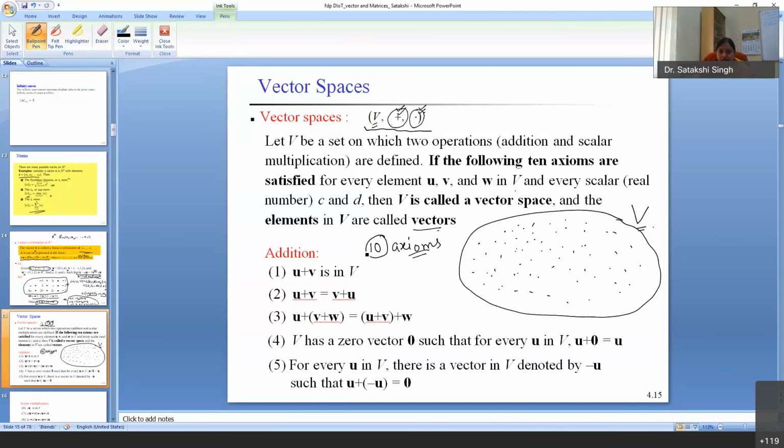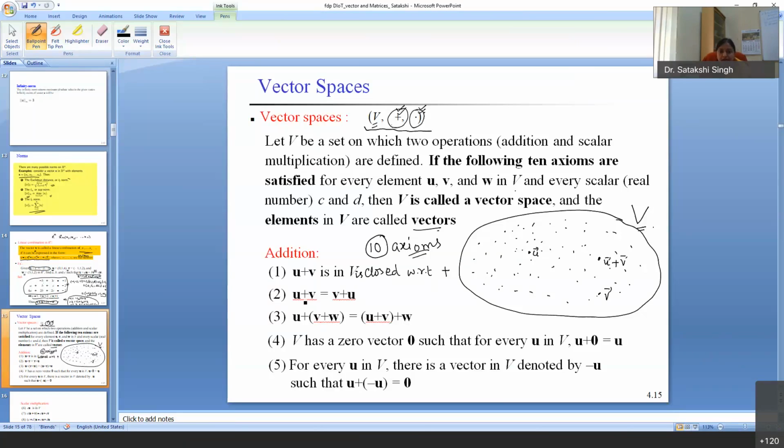So let us look at these 10 axioms. The first one is this: u plus v should be in V. So for any two arbitrary given vectors, say I have taken this vector u here and I have taken arbitrarily some vector v here, if we add these two vectors, then their addition u plus v should also be somewhere inside this set V. This property is called the closure property, or the closure with respect to addition. So we say that V, the vector space, is closed with respect to addition.